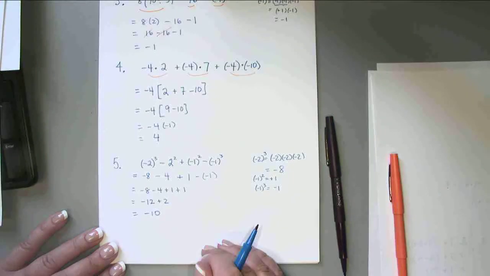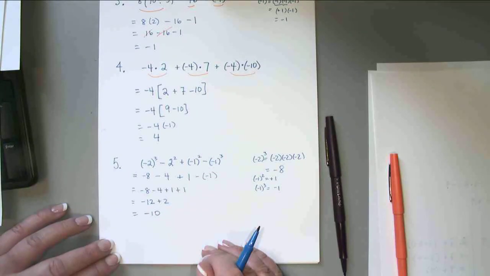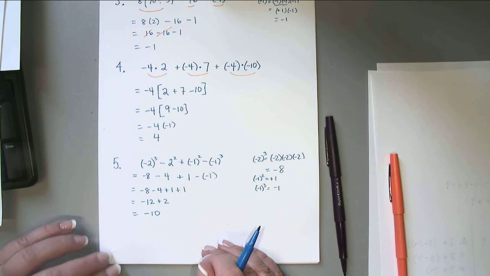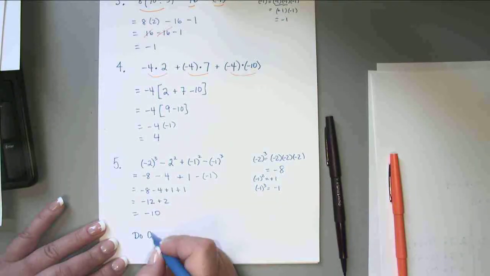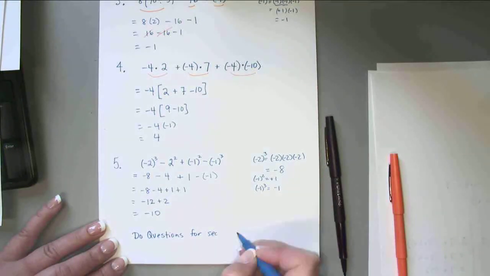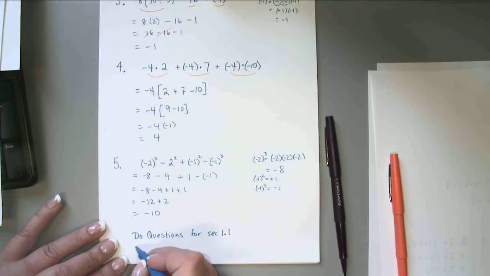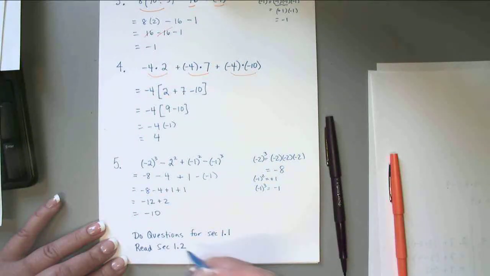Okay, so we're going to stop there. What you're going to do is go back and do the homework questions or the practice questions for section 1.1, and then read section 1.2. So do the questions for section 1.1, and then read section 1.2, and then we'll be on to lecture 2, which is section 1.2.